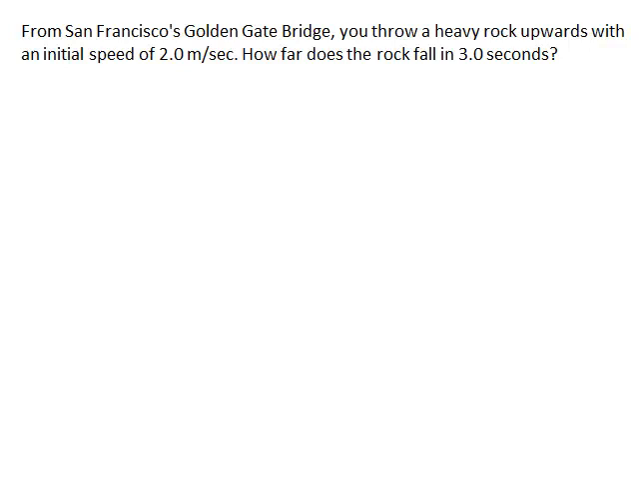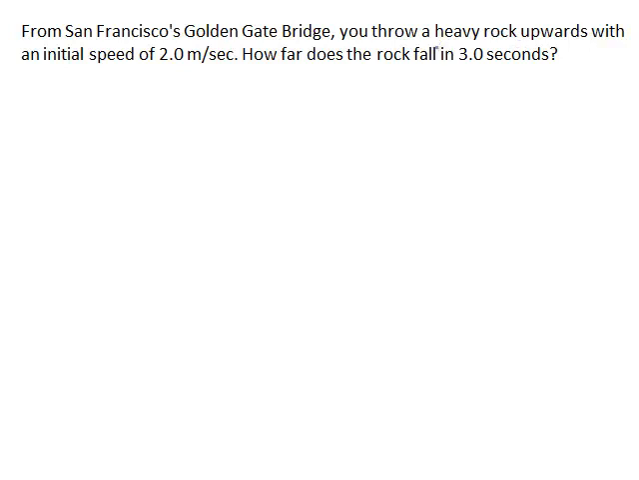From San Francisco's Golden Gate Bridge, you throw a heavy rock upwards with an initial speed of 2 meters per second. How far does the rock fall in 3 seconds? We start by pulling out of the problem the relevant information we've been given.